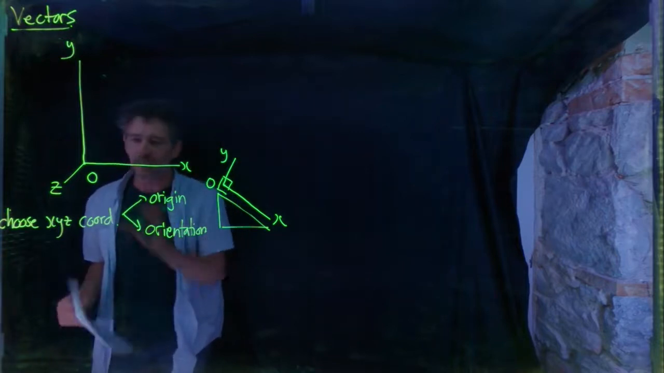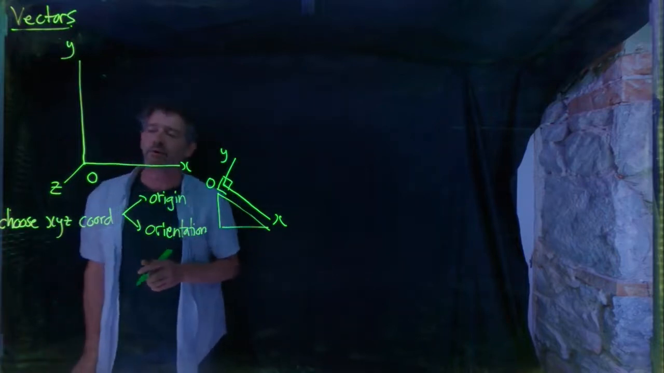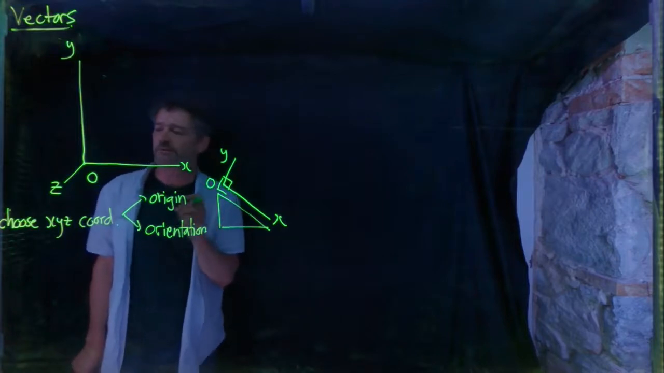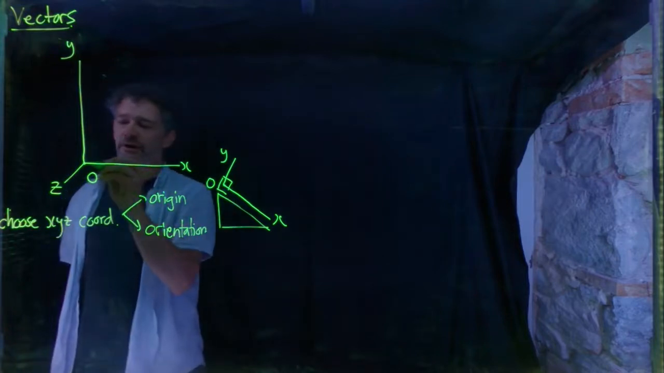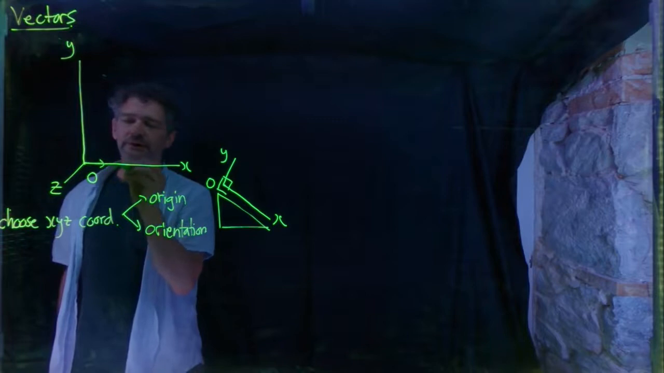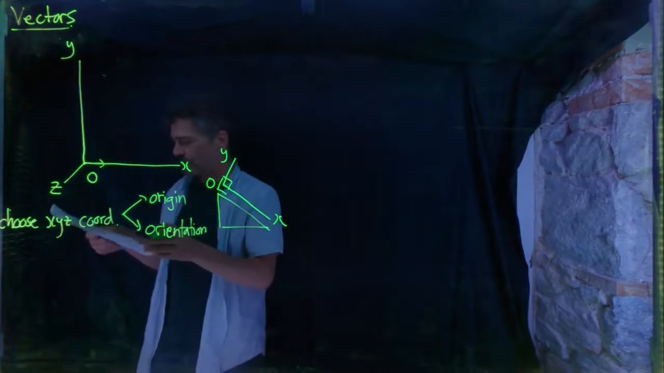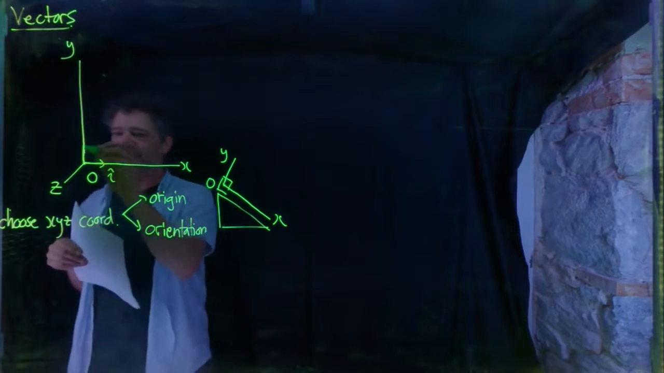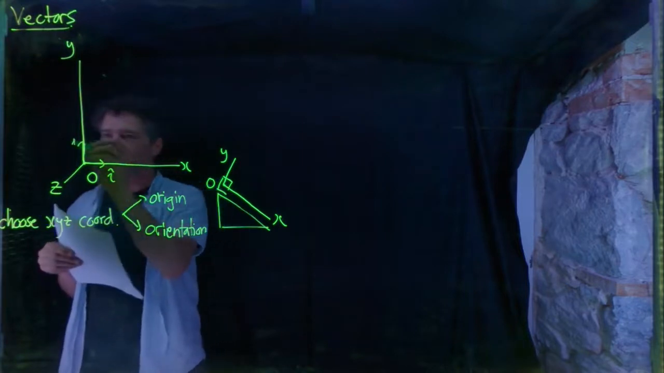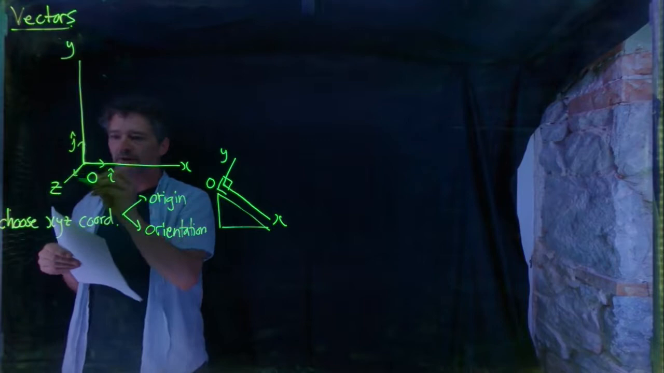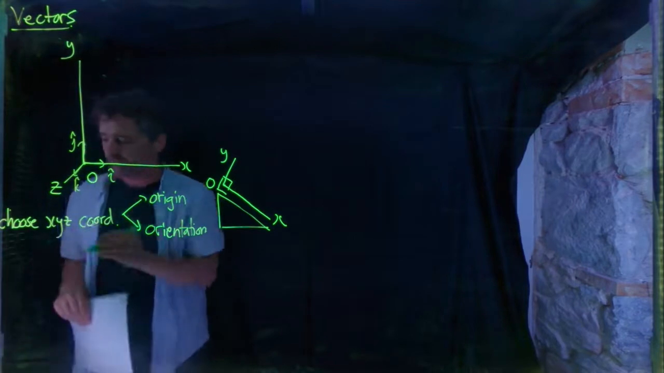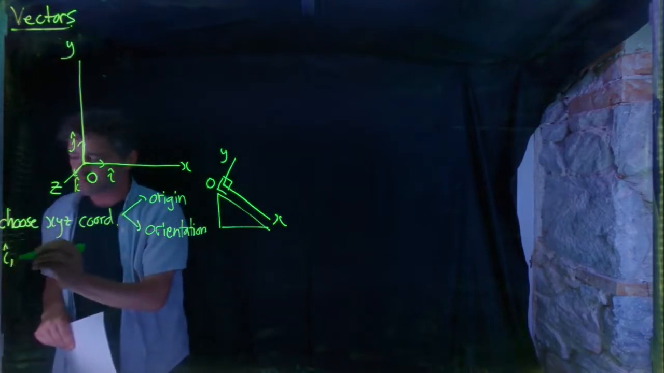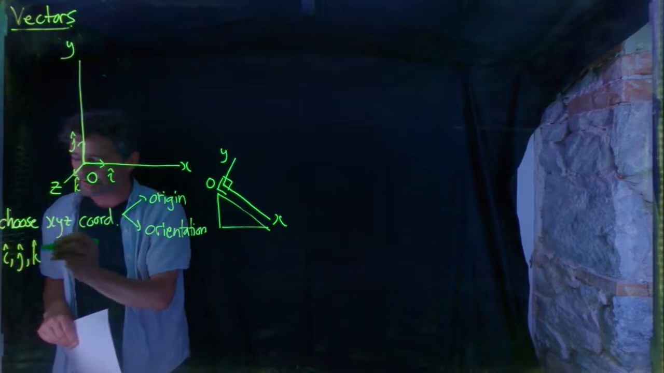And then what comes with that naturally are three very important vectors that are called i hat, j hat, and k hat. So i hat lies along the x-axis and is of length 1. And I'm just going to make sure this diagram doesn't get too messy. i hat, j hat, and k hat. Okay, so let me just sort of define these. So i hat, j hat, and k hat.